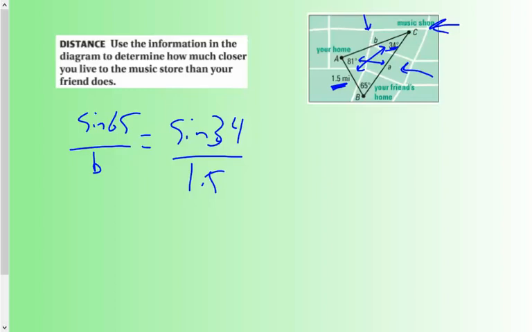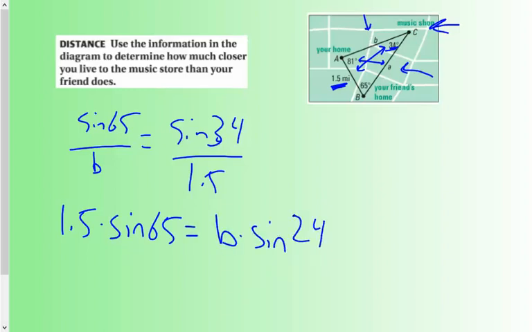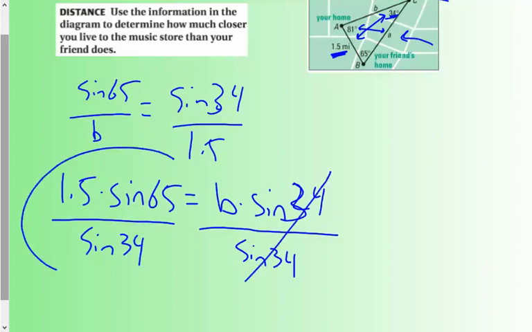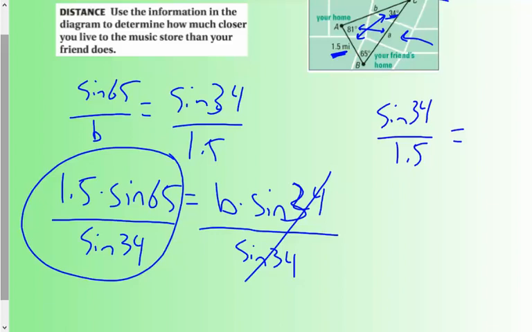And then I have 1.5 times the sine of 65 equals B times the sine of 34. This one's nice because I don't have to apply the inverse sine on it. So I just divide by sine of 34 on both sides. And then B is already solved for, so B equals whatever that number is. You would do the same thing for A, so you just do sine 34 over 1.5 equals, to find A, then we'd use the 81, sine of 81 over A. And that's all there is to that. Then you just solve it just like we just did.